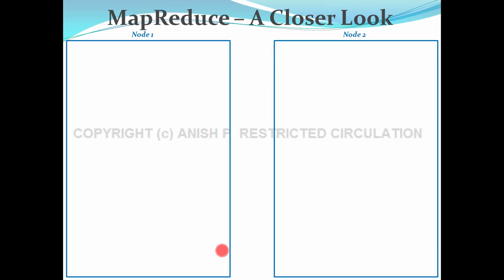Suppose I am having these two slaves, node 1 and node 2. These are my two slaves. On each and every slave I am having some files, or you can say some blocks are stored, right? So that is data that is local to that node in HDFS. What I mean by data on a node is the blocks that are local and stored inside HDFS.